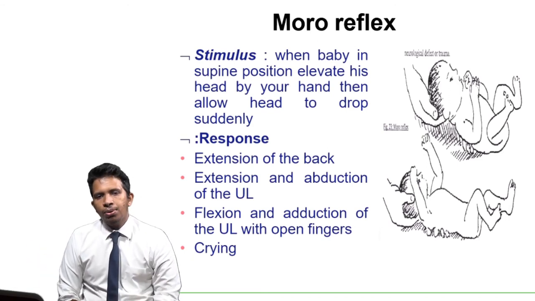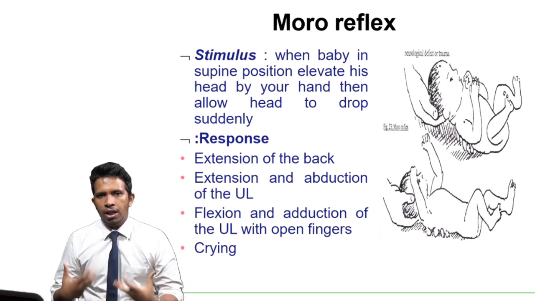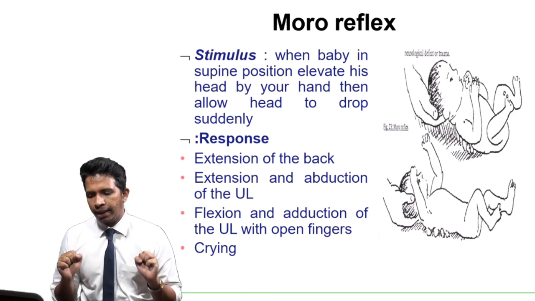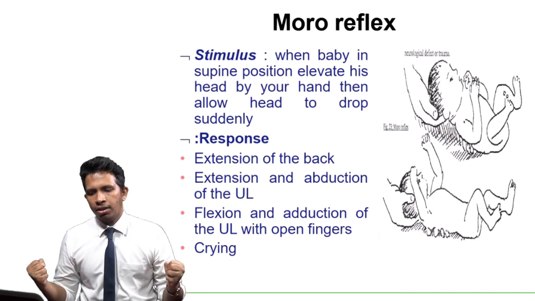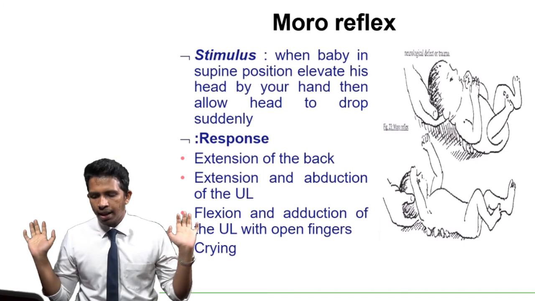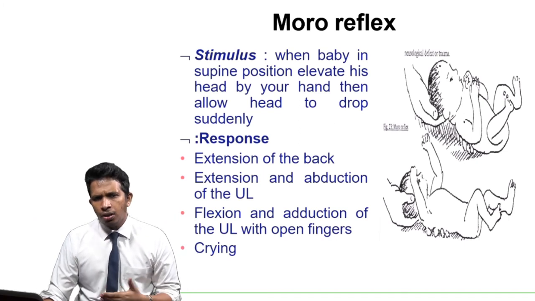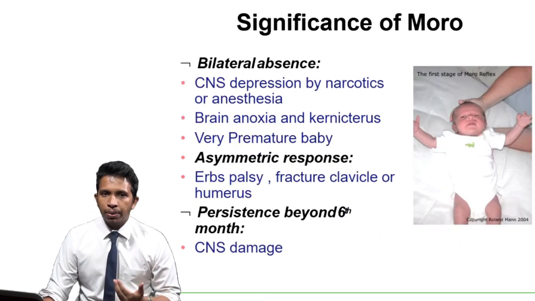As soon as the child's head goes down, the child has a natural response. And what is this response? It is the extension of his back, extension and abduction of his upper limbs, and flexion and adduction of the lower limbs. He flexes his legs, extends his hands, and sometimes the child will also cry. These are all indicators of the Moro reflex being present.